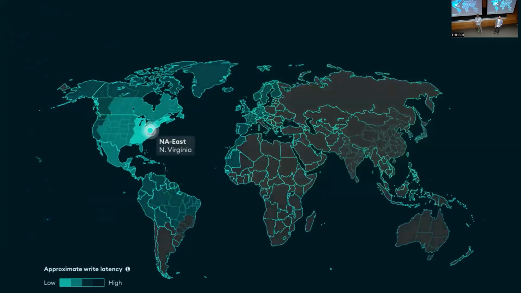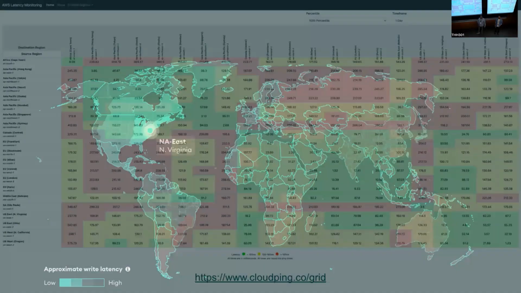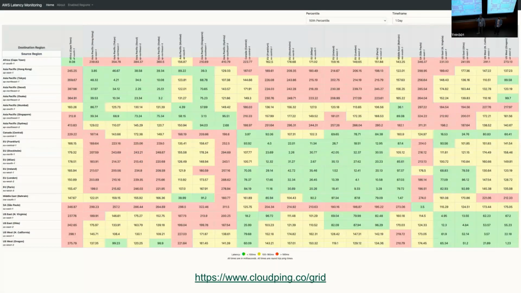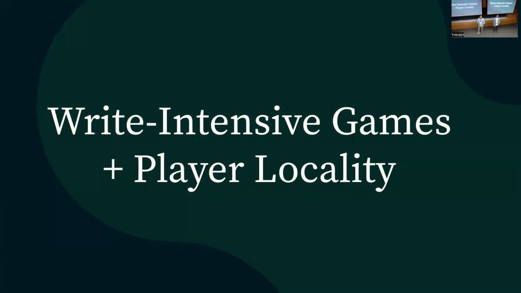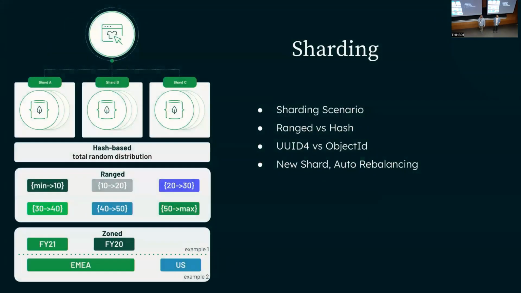But what about when it's write intensive? If everyone needs to write to the same single region in the cloud, people in APAC are not going to be happy, especially when you consider network latency worldwide. This is AWS ping latency between all regions. So for write-intensive games, what you can do is provide locality. What you do in MongoDB is you shard the database. You shard your data and your cluster, and you put shards in different parts of the world. Each shard will have its own primary for writes and secondaries for reads, and there are different models here.